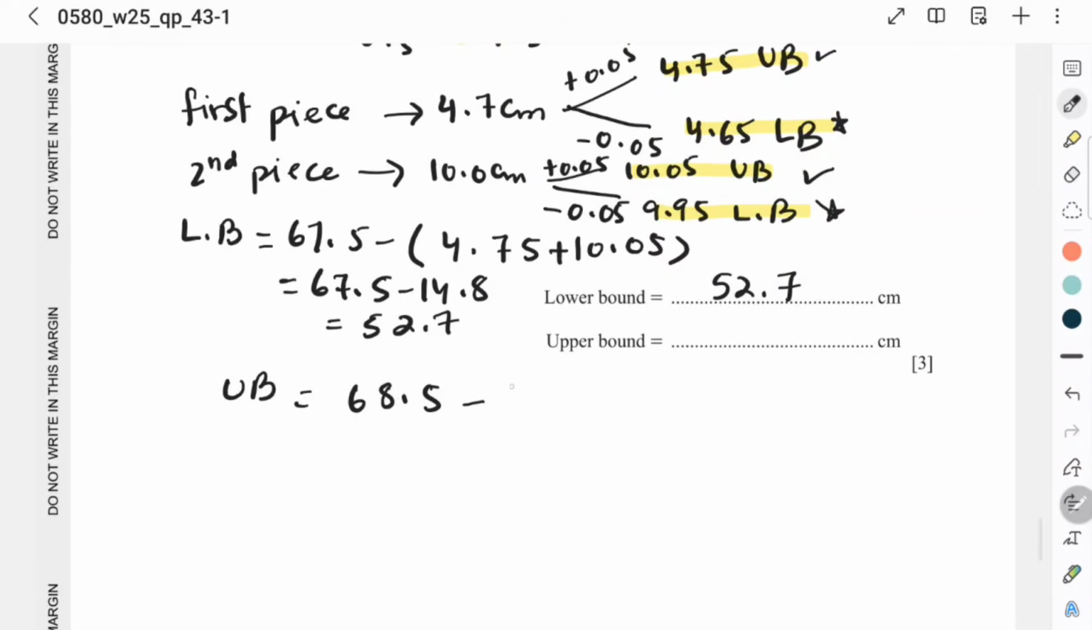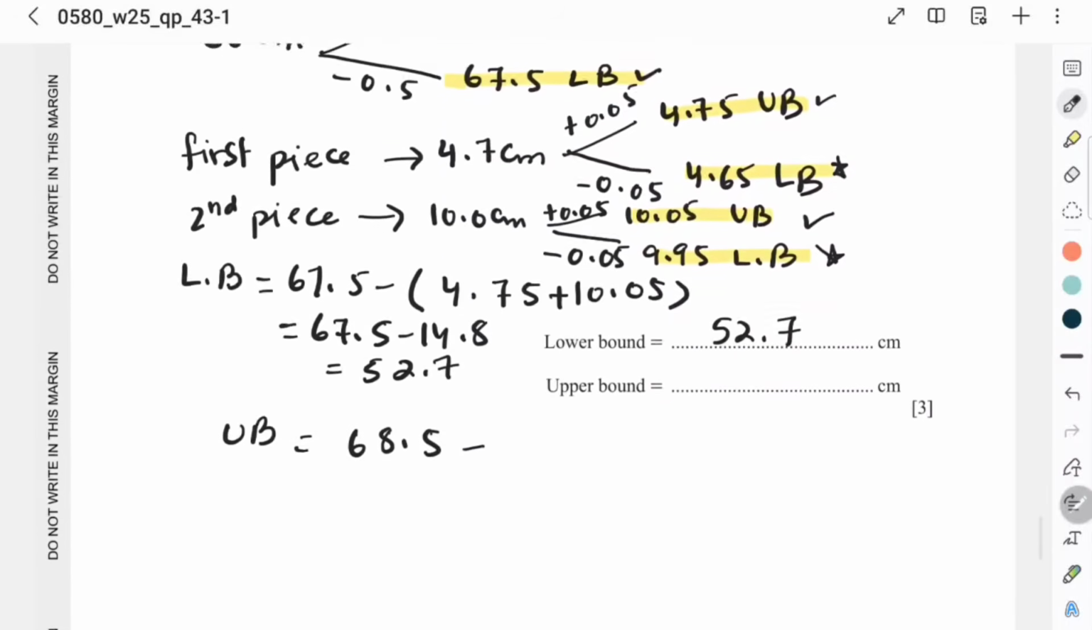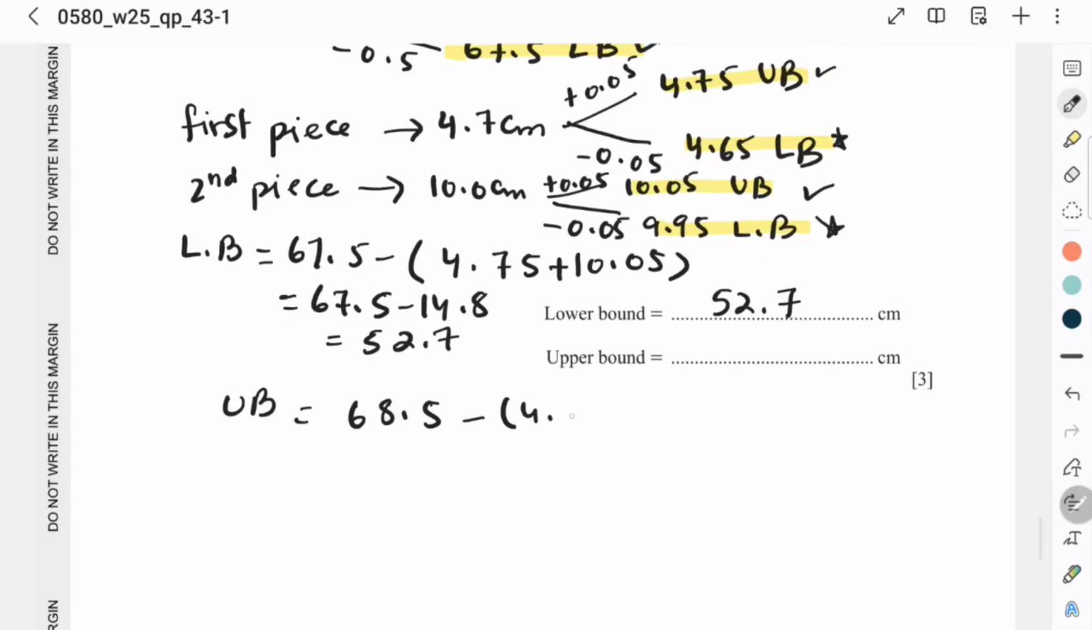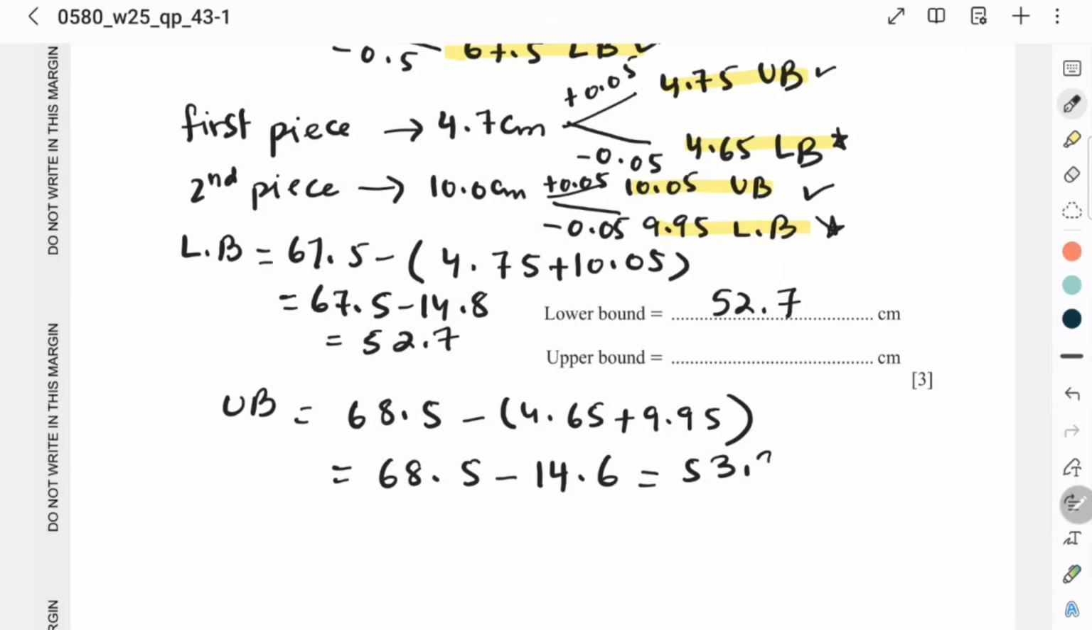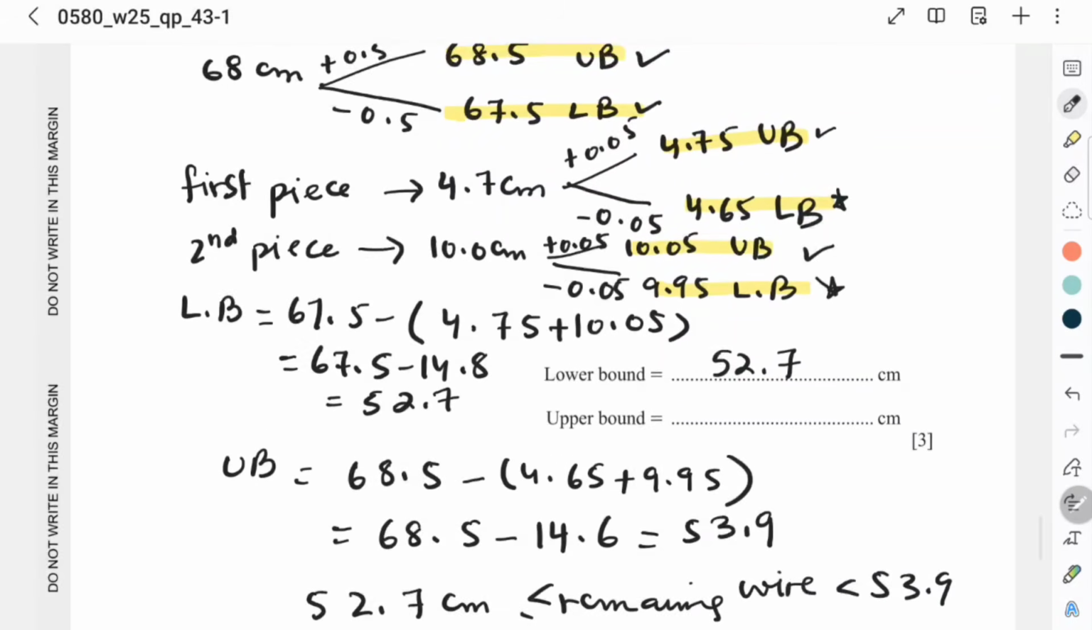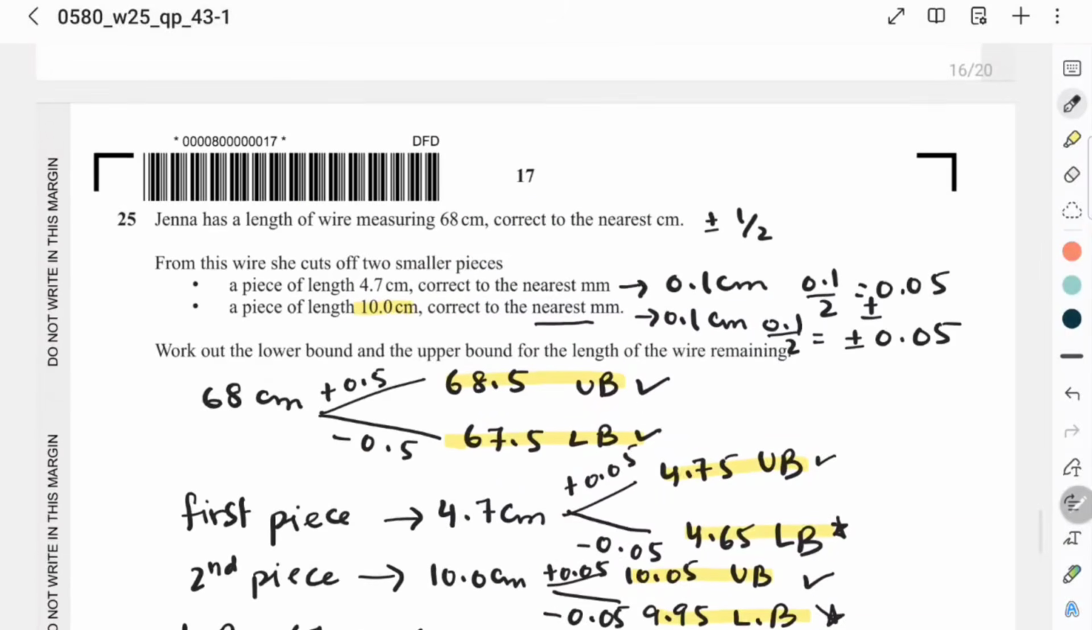So they were these two, 4.65 and 9.95, and then you get 68.5 minus 14.6, and that is equal to 53.9. So the range is 52.7 centimeters, and the remaining wire length is less than 53.9, which is the upper bound. I hope you understood.